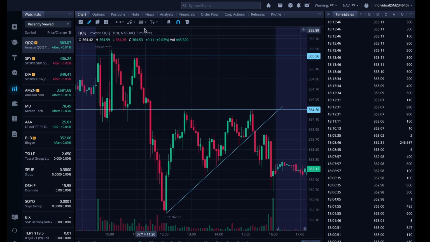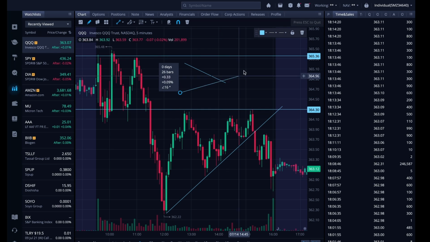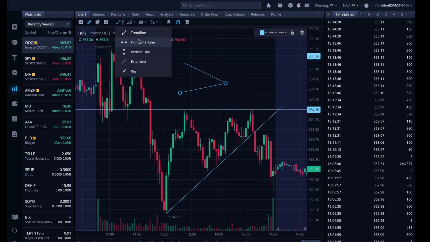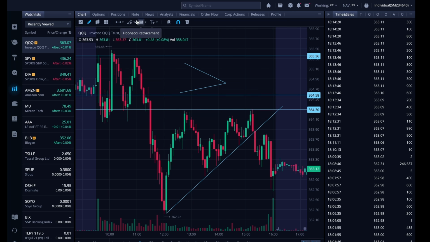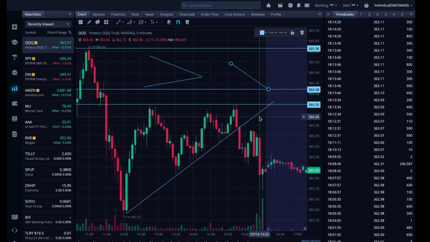So you could have your symmetrical triangle right there, and you could also have a descending triangle. So you would also have your descending triangle, which looks like this, which is basically the opposite of this. But back to what I said, it's all about respecting that geometry.